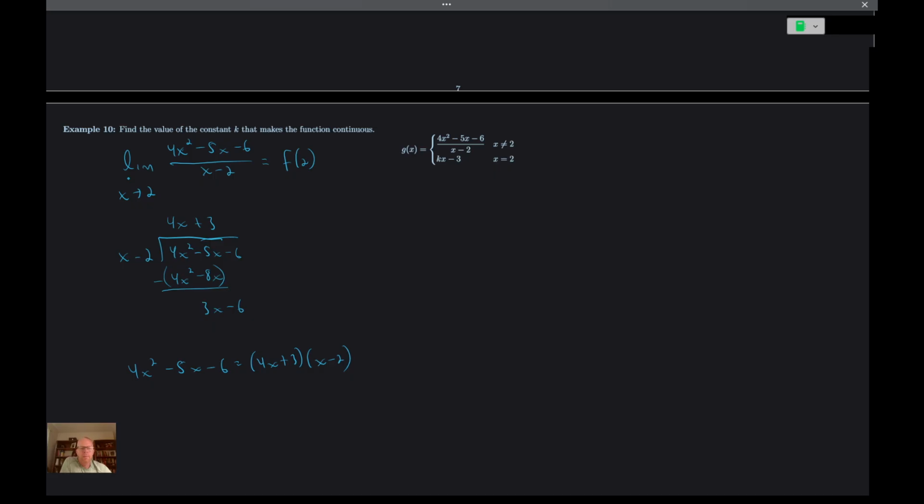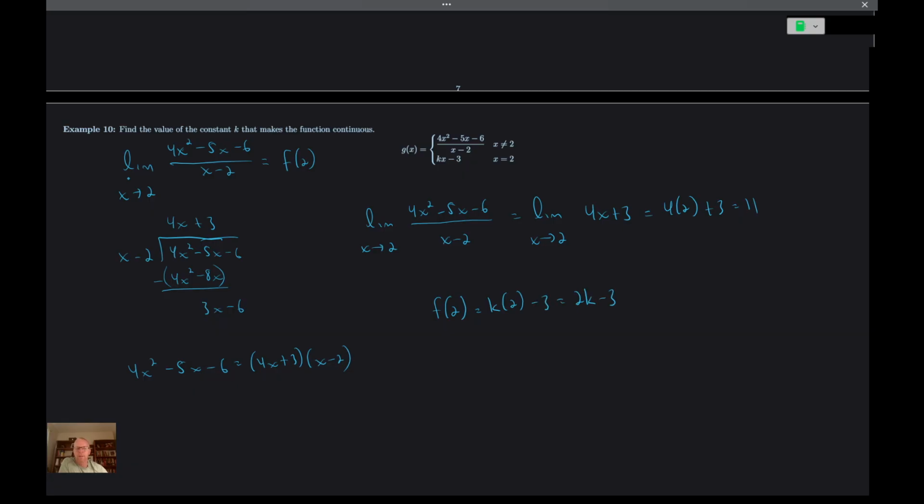All right, so the limit as x approaches 2 of 4x squared minus 5x minus 6 over x minus 2 equals the limit as x approaches 2 of just 4x plus 3. Because the top simplifies to 4x plus 3 times x minus 2, the x minus 2's will cancel. Then we just plug in 2. So 4 times 2 plus 3 gives us 11. Now, this limit equals f of 2. F of 2 is k times 2 minus 3, or we could write 2k minus 3.